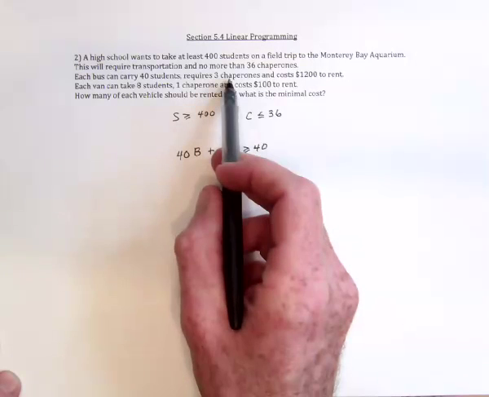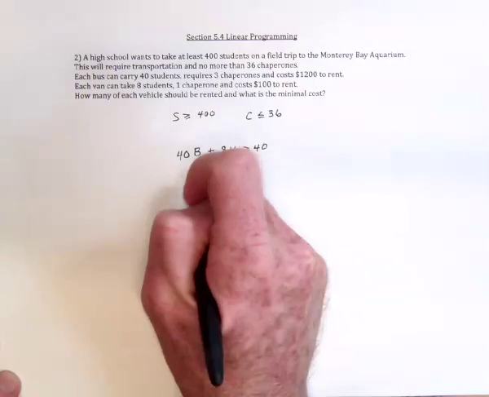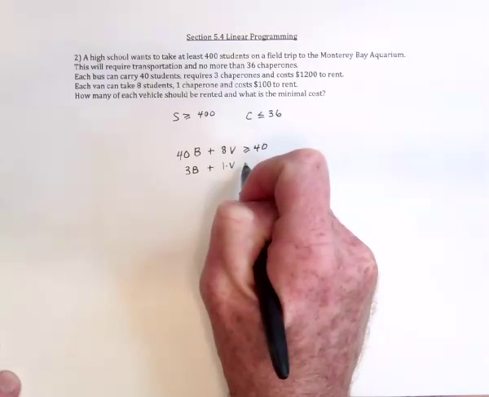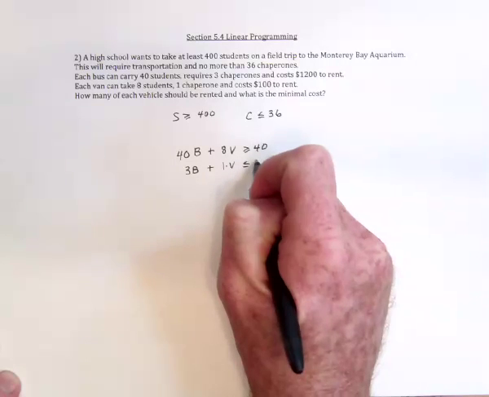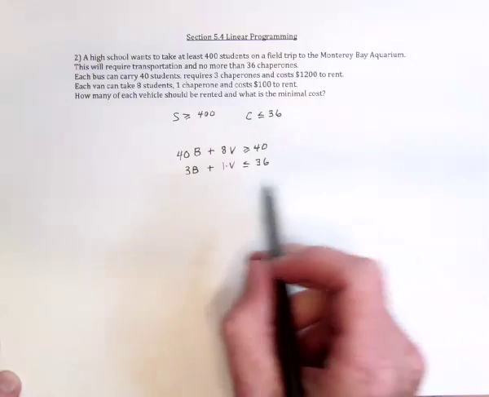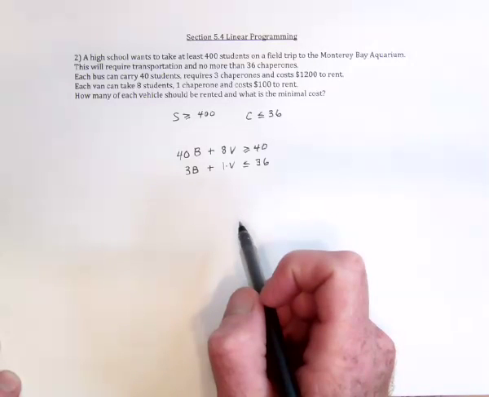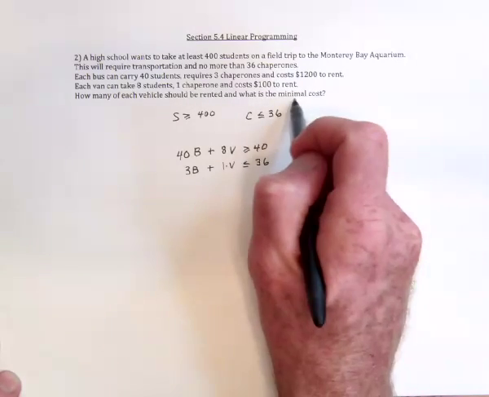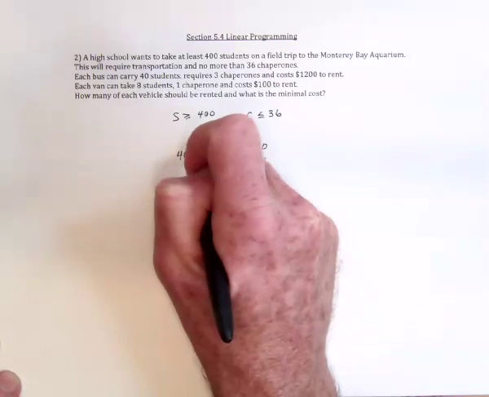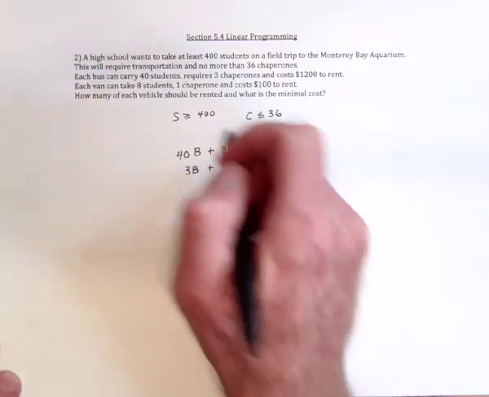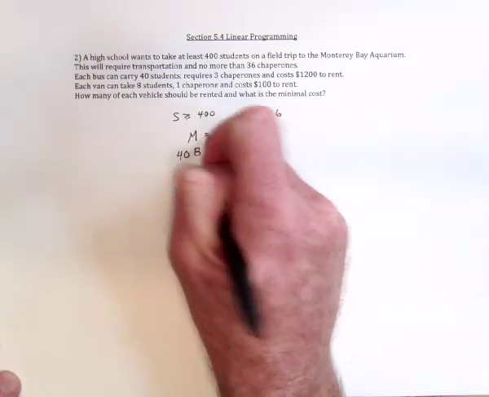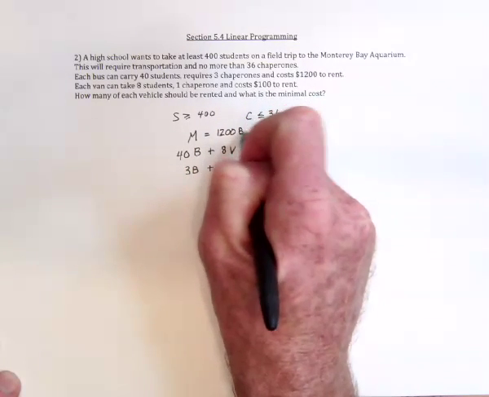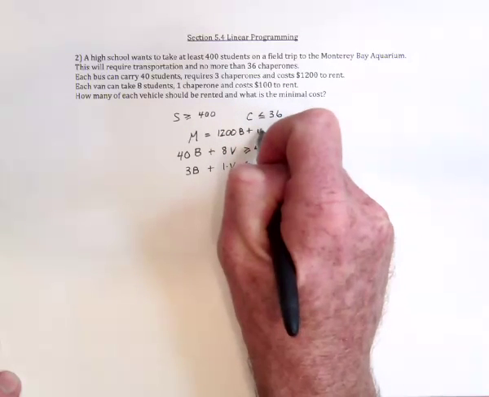And then as far as the chaperones, no more than, or in other words, less than or equal to 36 chaperones. It's 3 and 1. So we'd have 3 on a bus plus 1 in a van, and that has to be less than or equal to 36. And of course the number of buses and vans needs to be bigger than or equal to 0. And now as far as the money, so minimize the cost. The cost, I will use M for money, is going to be $1,200 for a bus plus $100 for each van.